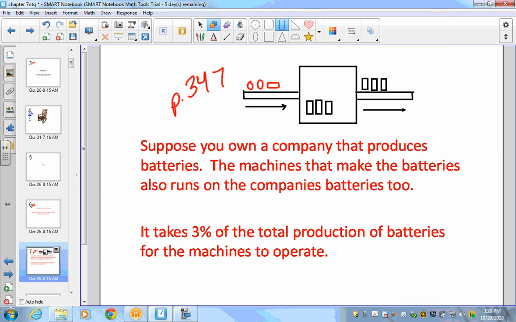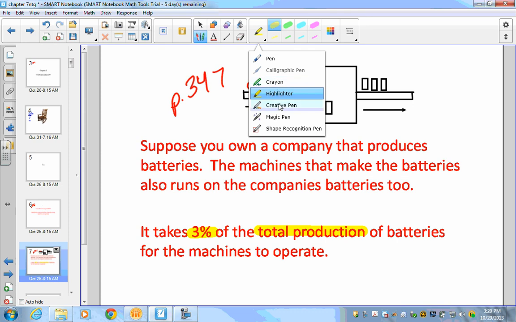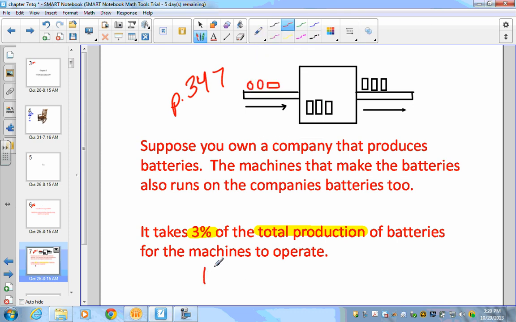Now a couple of things that we want to take a look at is the fact that it runs on 3% of the total population of batteries. So what that means, let's play the what if game, so to speak. Let's say the machine actually produced 100 batteries, and I'm writing with my mouse here, so forgive me for it being a little crazy. If it made 100 batteries, then it would have run on 3 batteries. In other words, 3 batteries would be used to run the actual machine.